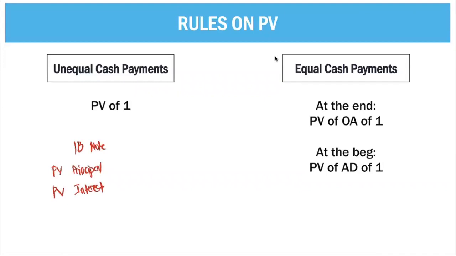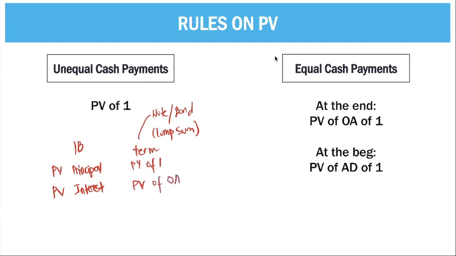So if that is a term note or bond, when we say term note or bond, it is to be paid at a lump sum price. So lump sum, we will pay that term only once. So if it is a term note or bond, how do we measure it? We get the PV of principal and the PV of interest. The PV of principal normally is computed at PV of 1, and then the PV of interest is computed at PV of ordinary annuity of 1. Okay, if that is term.